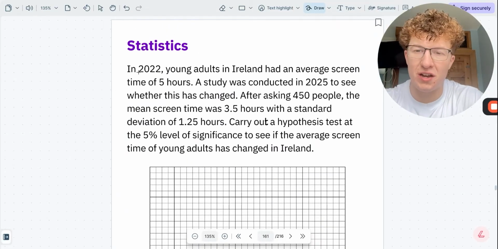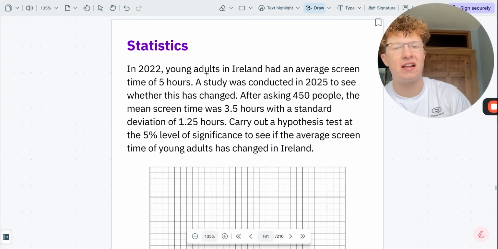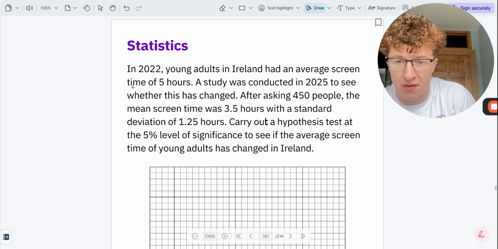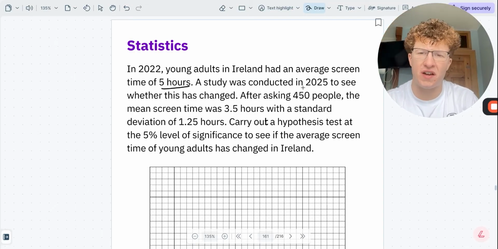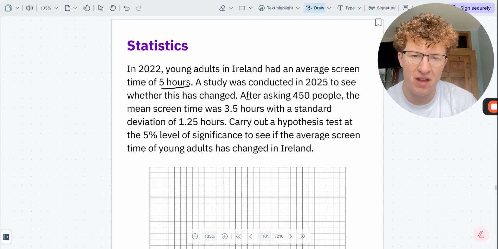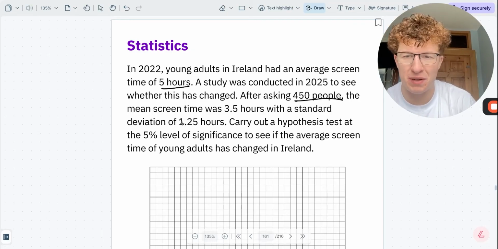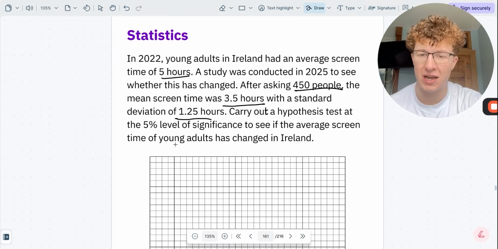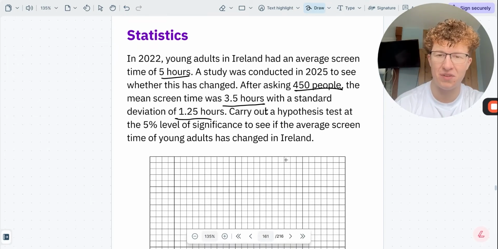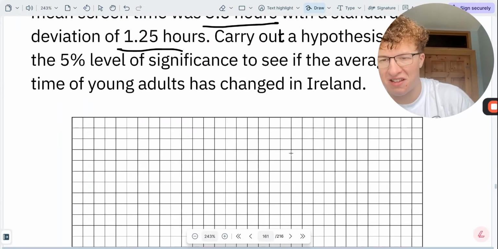So, the last question here. In 2022, young adults in Ireland had an average screen time of 5 hours. A study was conducted in 2025 to see whether this had changed. After asking 450 people, the mean screen time was 3.5 hours and a standard deviation of 1.25 hours. Carry out a hypothesis test at the 5% level of significance to see if the average screen time of the young adults has changed in Ireland. So, hypothesis testing. Always. First thing you do, H0.